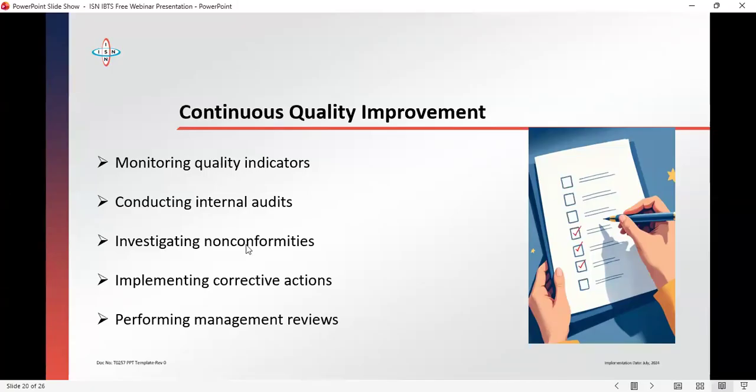Investigate anything that is not normal or where an error has occurred. You must investigate, get to the root of it, implement immediate corrective actions, then do a preventive action. You must also do a performance review for your staff, even as a lab, to understand how you are faring with respect to your customer, with respect to your financials, with respect to how you manage people and how you train them. It is a requirement of ISO 15189.